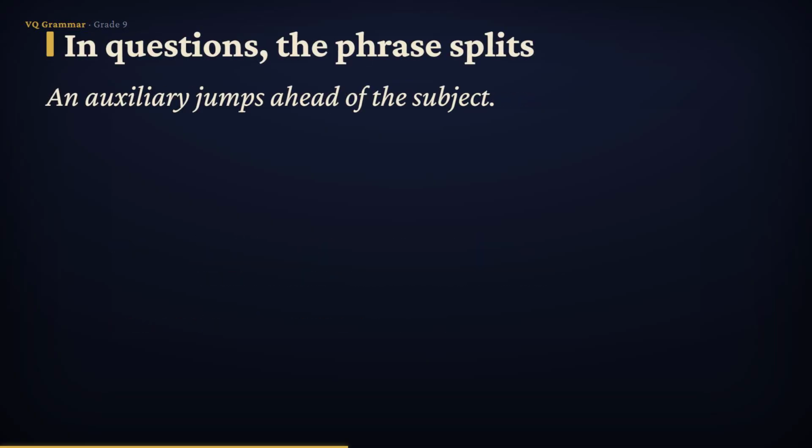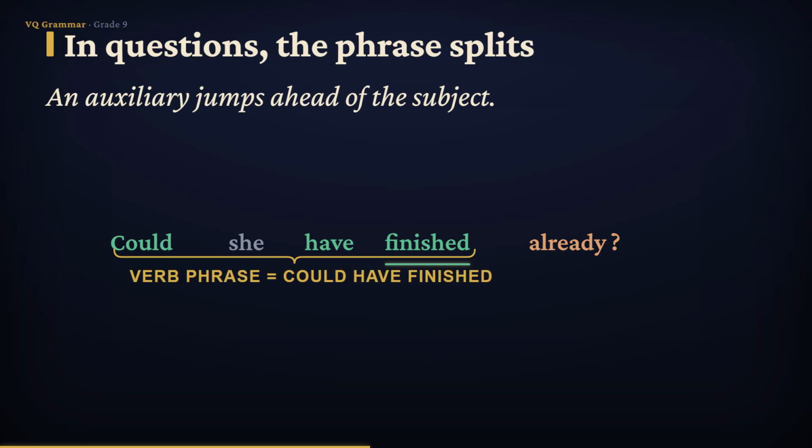Questions do something sneaky too. In a question, an auxiliary often jumps out ahead of the subject, splitting the verb phrase in two. Listen. Could she have finished already? The verb phrase is could have finished. But look how the subject, she, has wedged itself between could and have. And there's that interrupter again, already, hanging off the end. To find the phrase, just gather every verb, could plus have plus the main verb, finished. The subject and the adverb are only visitors passing through.